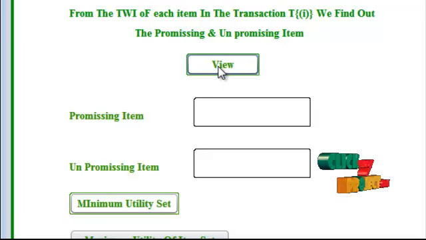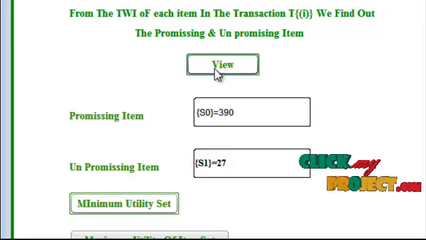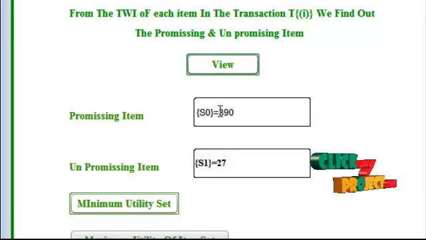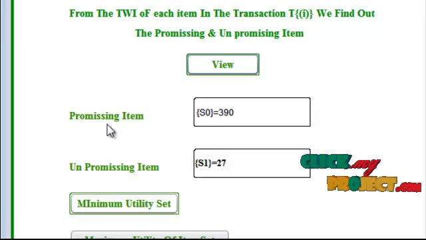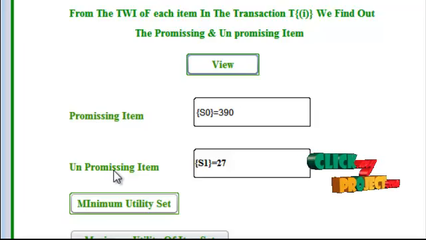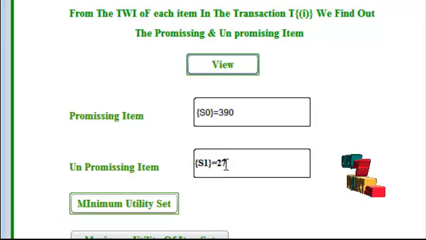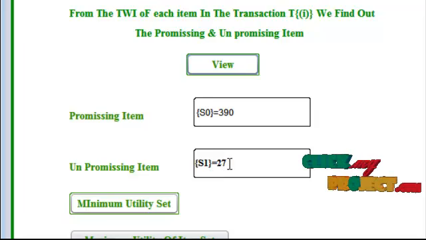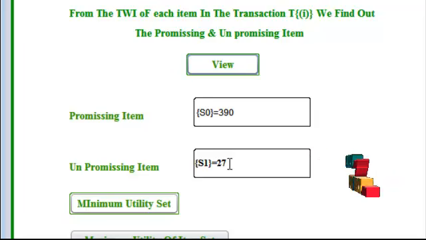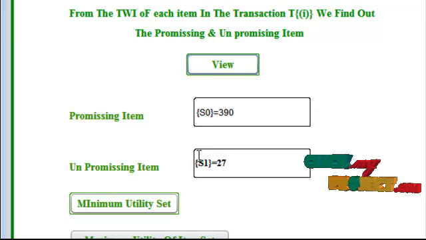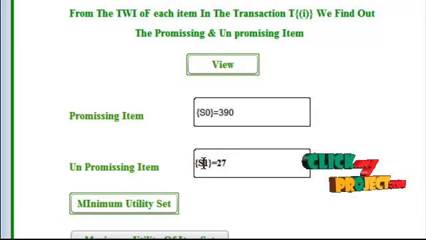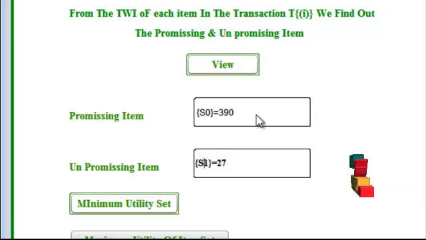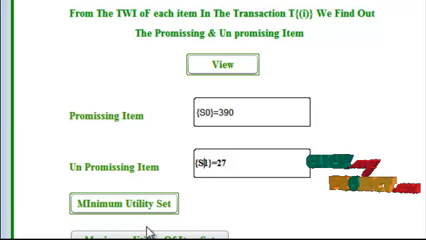Next we go to the final results of this transaction utility mining. So the S0 item's profit unit is 390. So these are the promising items. The unpromising item is S1 because its transaction utility is 27, the very lowest level of profit unit. So we consider this S1 item an unpromising item and S0 the promising item.